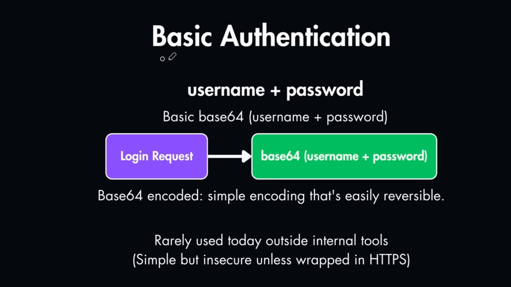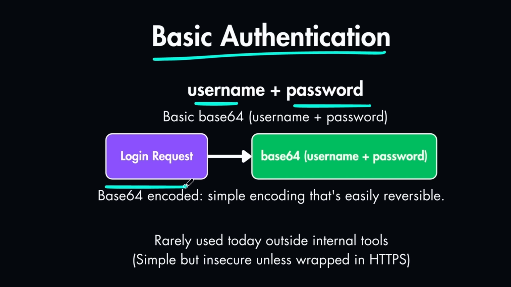The first and simplest type of authentication is basic authentication. This is where you use a username and password in combination, and you send a login request which contains the base64 encoded version of the username and password. This is a very simple way of encoding data, and it's easily reversible. And because it's easily reversible, it's now considered insecure unless it's wrapped within HTTPS. But even with that, it is now very rarely used outside of internal tools in the company.